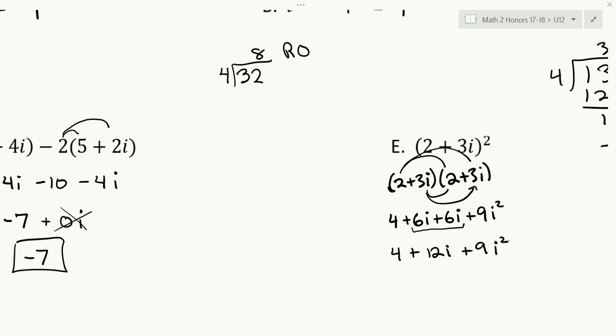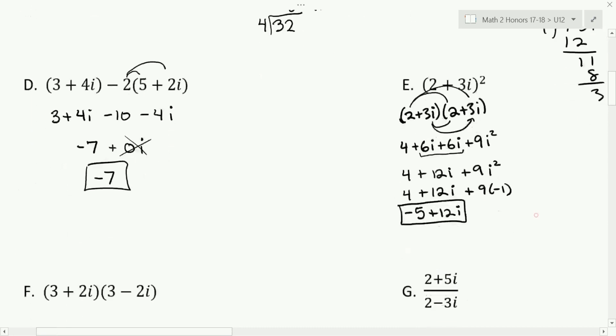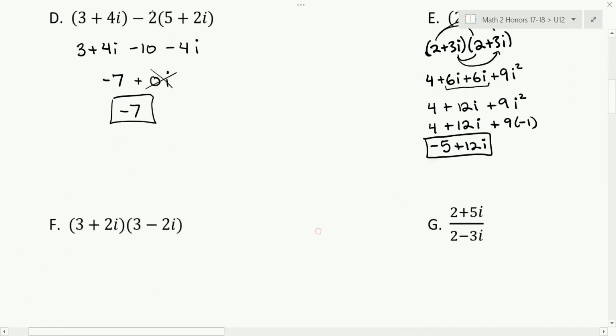i squared. We never leave i with an exponent because we always know how to simplify it. i squared is what? -1. And so this now becomes 4 plus 12i plus 9 times -1. And -9 plus 4, we can add those together and get -5 plus 12i. And so notice it's in that form a plus bi again. Okay, and you can always reduce it down to that form. You with me?